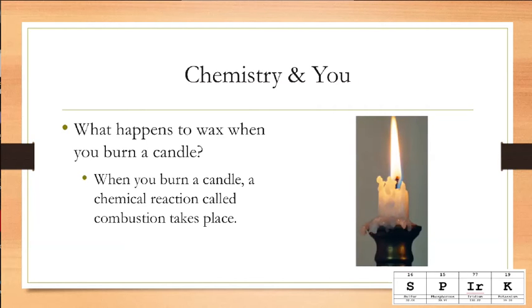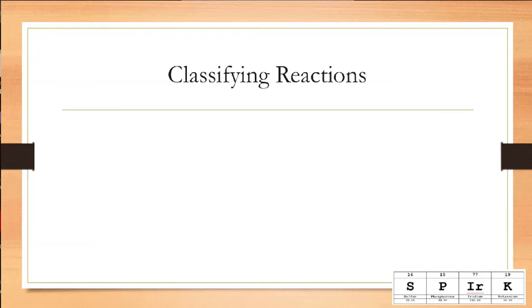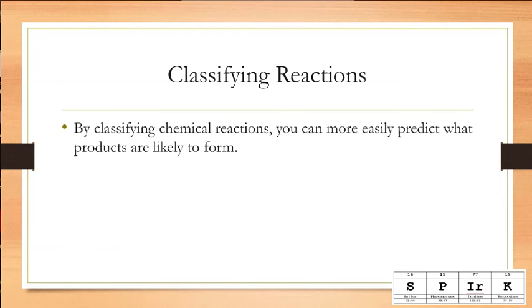So chemistry and you, let's talk about what happens when you burn a candle. When you burn a candle, a chemical reaction is actually taking place, and that is called combustion. So let's get right into it, classifying different types of reactions. By classifying chemical reactions, you can more easily predict what products are likely to form.